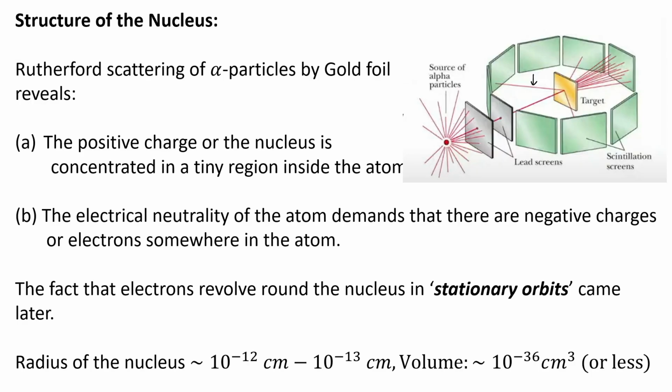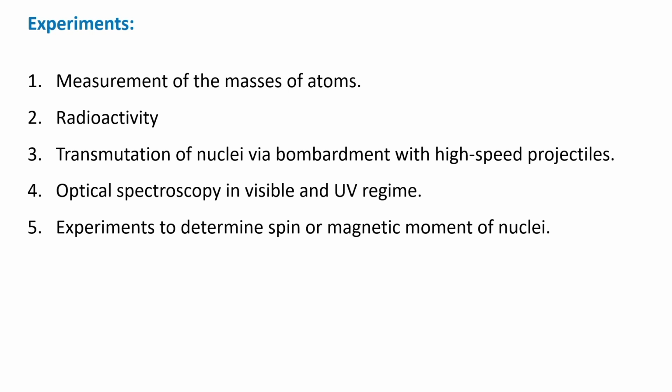So, the radius of the nucleus, or the space that these positive charges occupy, comes out to be 10 to the power minus 12 to 10 to the power minus 13 centimeter, or 1 Fermi, 10 to the power minus 15 meter, which approximately gives a volume of 10 to the power minus 36 cc or less than that. So, what are the experiments?